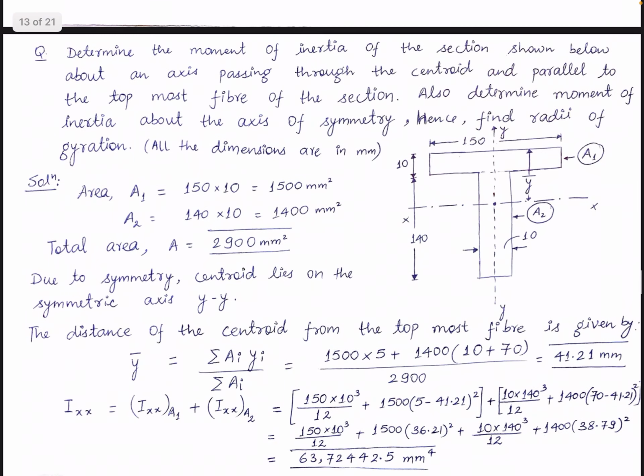Let us solve this problem. So we have a little idea about the centroid for a composite diagram. Now let us try to find the moment of inertia. So let us see what this question is stating. Determine the moment of inertia of the section shown below about an axis passing through the centroid and parallel to the topmost fiber of the section. Also determine the moment of inertia about the axis of symmetry. Hence find the radius of gyration.